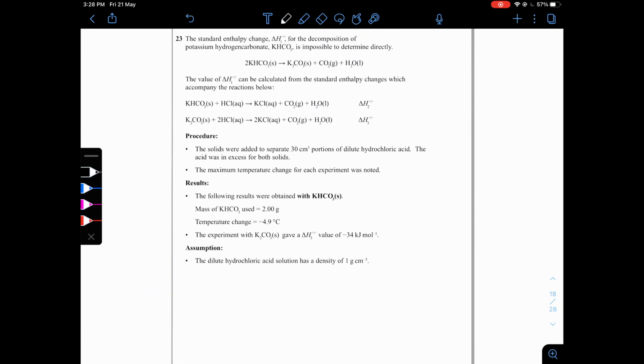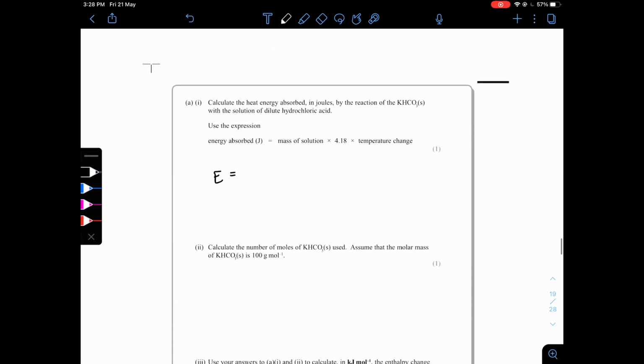How do you find out the mass of the solution? They tell you that the dilute hydrochloric acid solution has a density of 1 gram per cm cubed. So every cm cubed is equivalent to 1 gram. We add 30 centimeter cubed of HCl, so that means we get 30 grams of HCl. So this is 30 times 4.18 times, what's the temperature change?